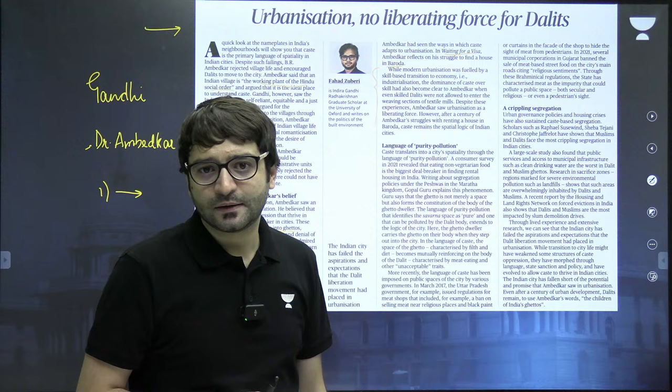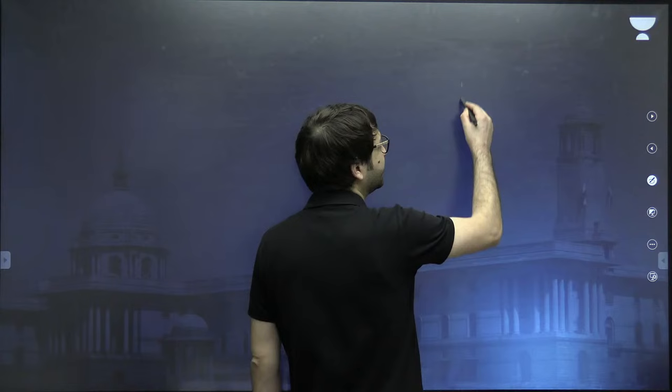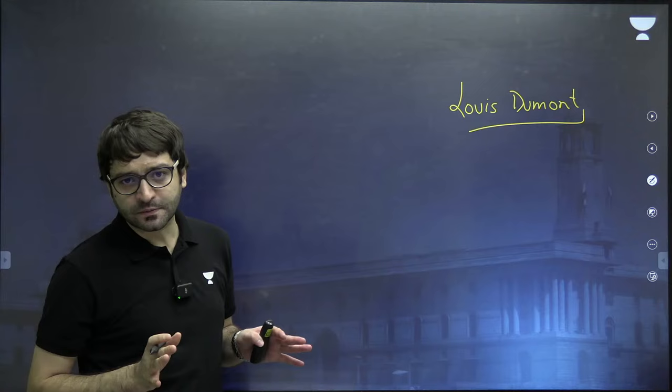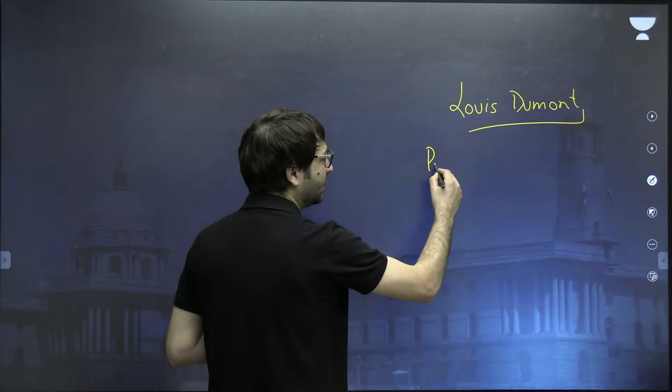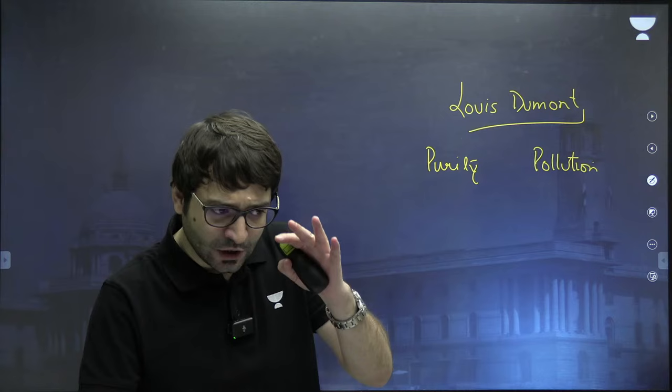But then what are we looking at? How do we sociologically analyze Indian cities today? Let's look at what the French sociologist Louis Dumont talked about. He talked about understanding the social structure by looking at a binary, in the form of purity and pollution. He says we have to look at the Indian social system through this binary prism of purity and pollution.